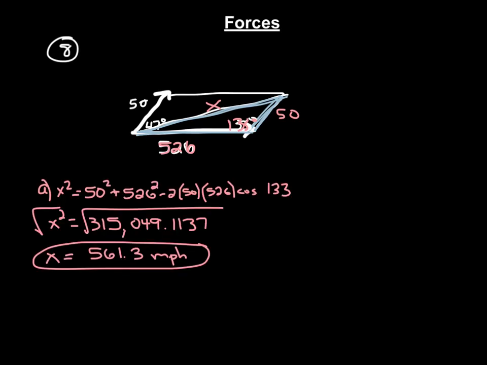Okay, so we wind up getting 561.3 miles per hour. So that's what this side of our triangle is. I'm just going to put it on there, 561.3. It's kind of hard to squeeze it, sorry.